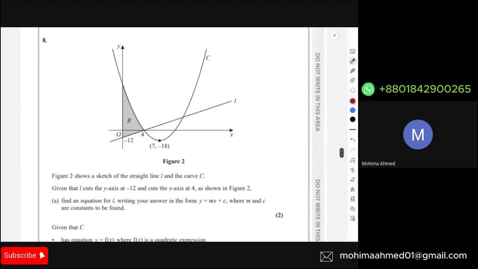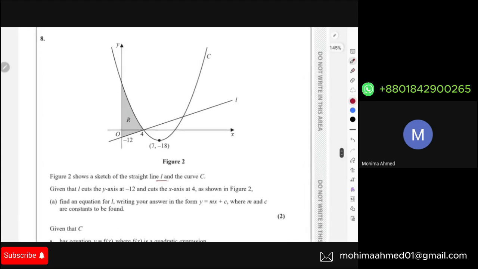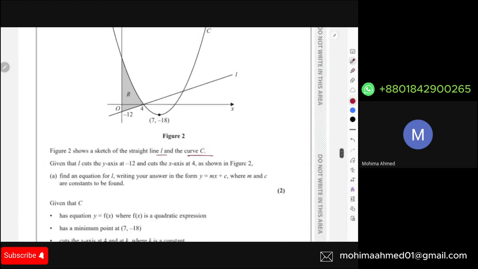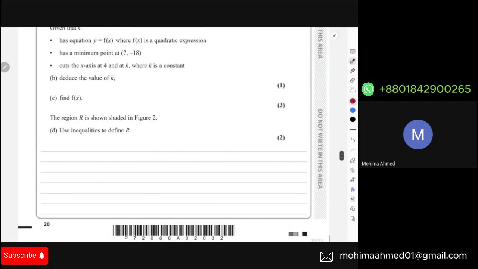Okay, for this one, it says that figure 2 shows a sketch of a straight line and curve C. Given that L cuts the x-axis at minus 12 and cuts the y-axis at minus 12 and x-axis at 4. Find an equation for L giving your answer in the form of y equals mx plus c. So from this minus 12 and 4, I can already understand that we have two coordinates available, right? Which is your (0, minus 12) and (4, 0).